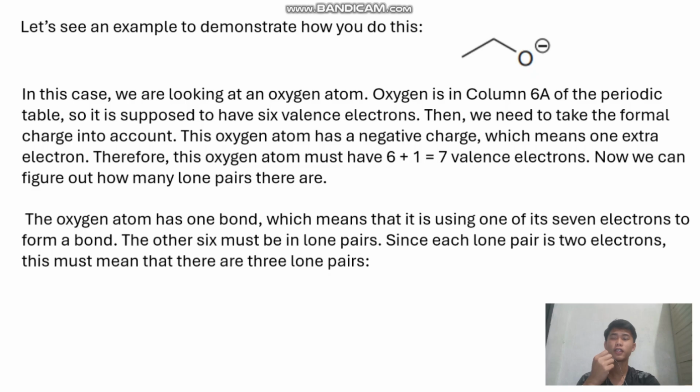Now we can figure out how many lone pairs are there. The oxygen atom has one bond, which means that it is using one of its 7 electrons to form a bond. The other 6 must be in lone pairs. Since each lone pair is 2 electrons, this means that 3 are lone pairs. So this is the same as this.